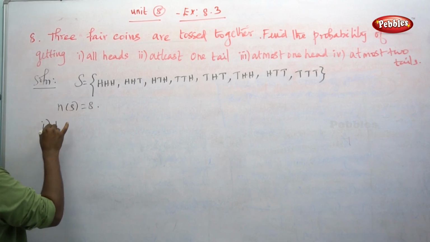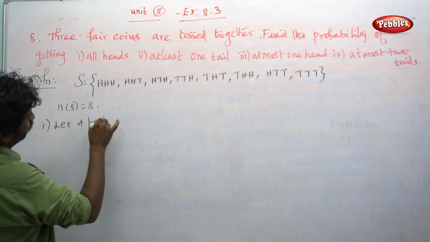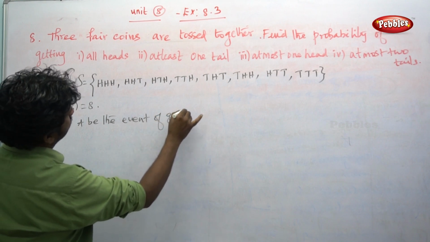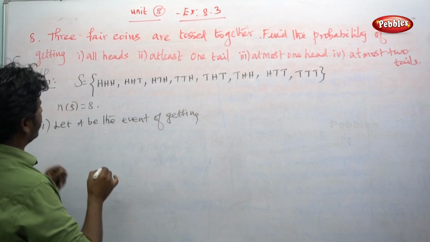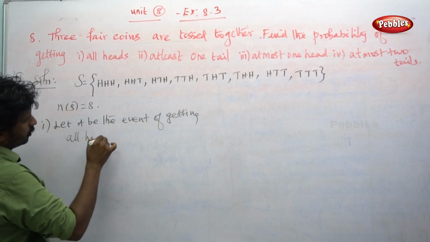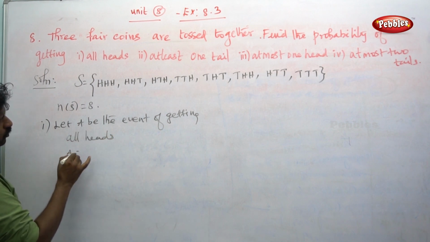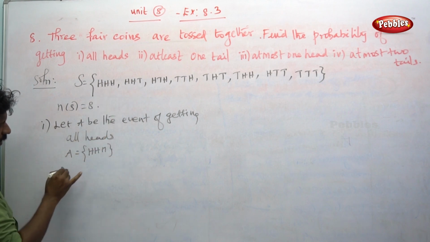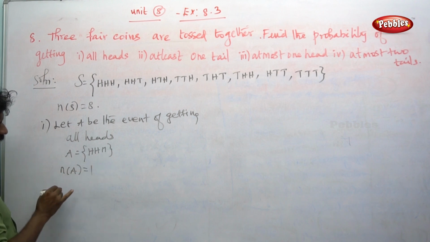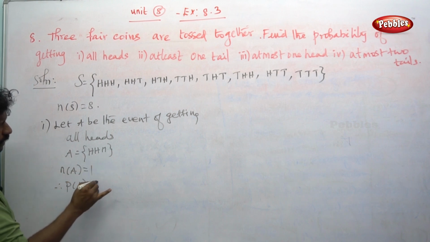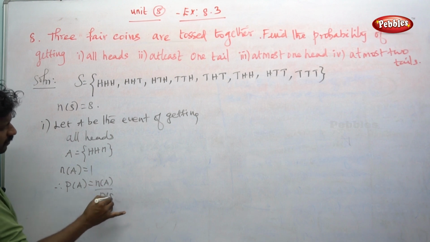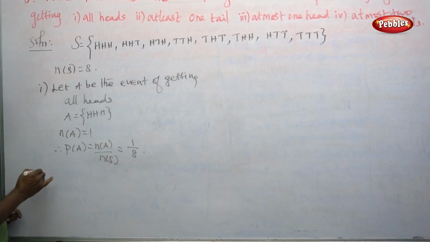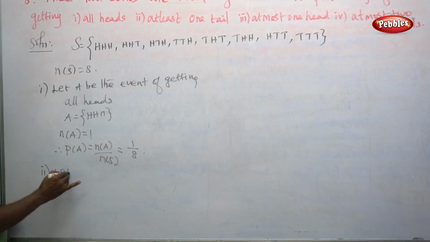So the first point, let A be the event of getting all heads. All three must be heads, so this is only one element. So n of A is equal to 1. Therefore P of A is equal to n of A by n of S, which is equal to 1 by 8.